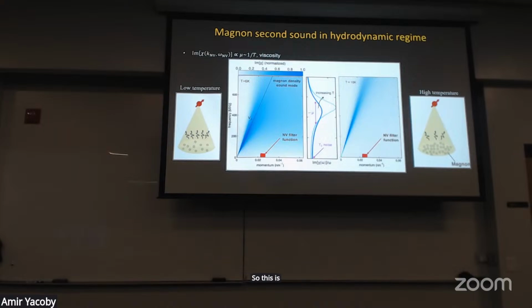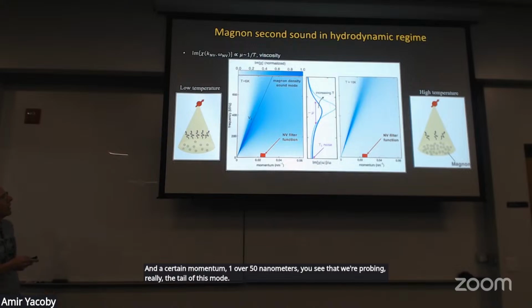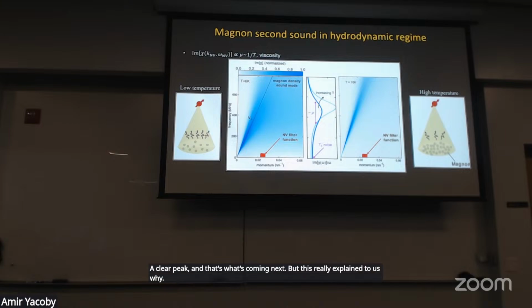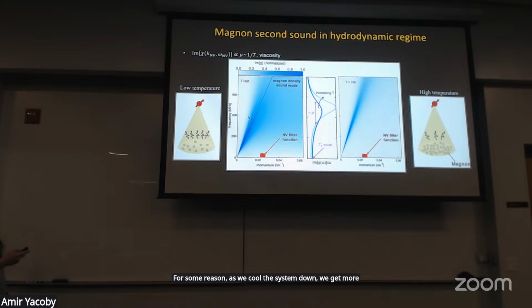So this is at some temperature, 6 Kelvin, you see the dispersion here. And note what happens when you go to a higher temperature. At a higher temperature, viscosity becomes smaller. So this mode becomes better and well-defined. And since we're probing noise at very low frequency and a certain momentum, 1 over 50 nanometers, you see that we're probing really the tail of this mode. And when we go to higher temperature, we see that there is much less noise where we're probing. If we were able to probe directly at the frequency of this second sound mode, we should see a clear peak, and that's what's coming next. But this really explained to us why, for some reason, as we cool the system down, we get more noise, because the sound mode is becoming more and more viscous.